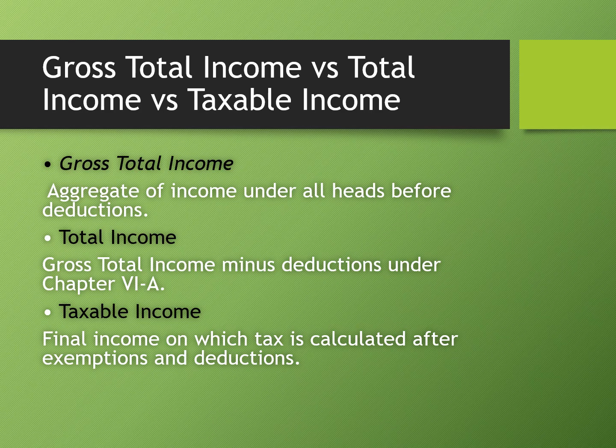Okay, so gross total income is the aggregate income of the 5 heads, and from that if we deduct the deductions under Chapter 6A, that is from 80C to 80U, then that will be defined as total income. And taxable income is the income on which we pay the tax after claiming all deductions and exemptions. Is it clear?